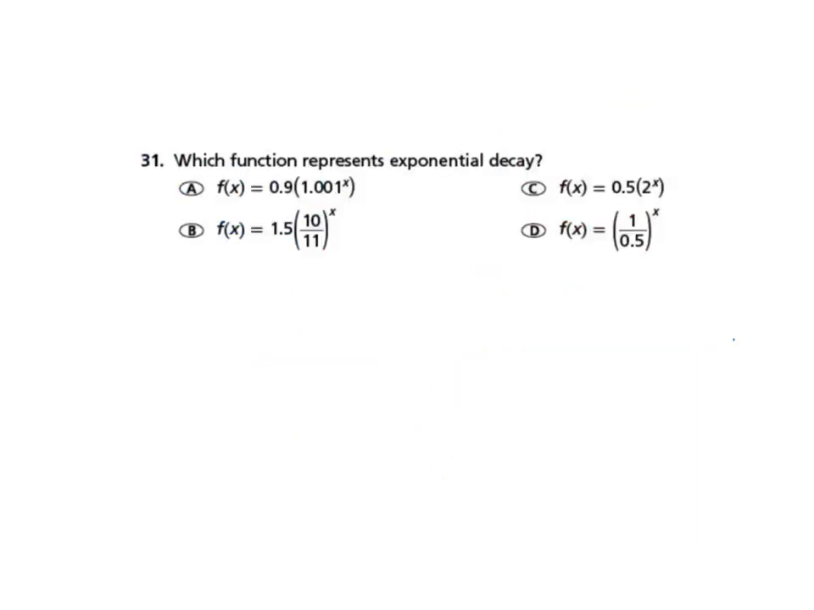The correct answer to this question is B. B is the only one with a base that is less than 1. So every time you multiply by 10/11, you're going to get a smaller number. The other ones don't. This one was a little tricky, 1 1/2. That's really just 2, so that would have been exponential growth. And none of these are reflections because they don't have any negatives out in front, so we're good. B is the correct answer.